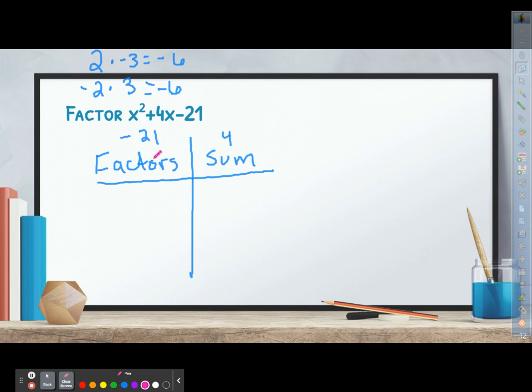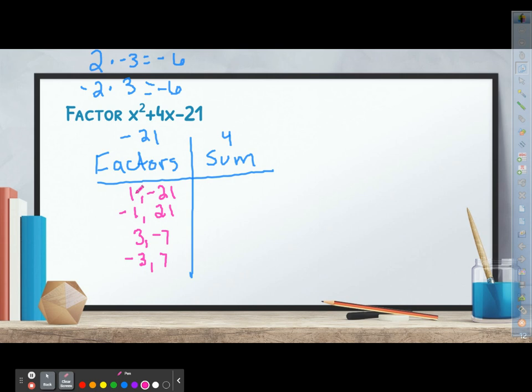All right, so factors of 21 are 1 and 21. So it's either going to be 1 and negative 21 or negative 1 and positive 21. Okay, 2 is not a factor, but you've got 3 and 7, so it'd be 3 and negative 7 or negative 3 and positive 7. 4 is not a factor, 5 is not a factor, 6 is not a factor, and 7, I already have it, so I'm done. Now we need to add these.